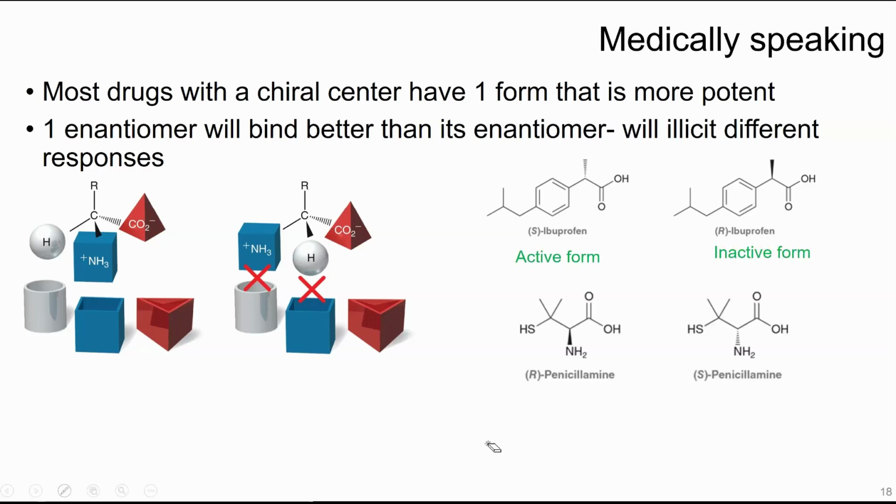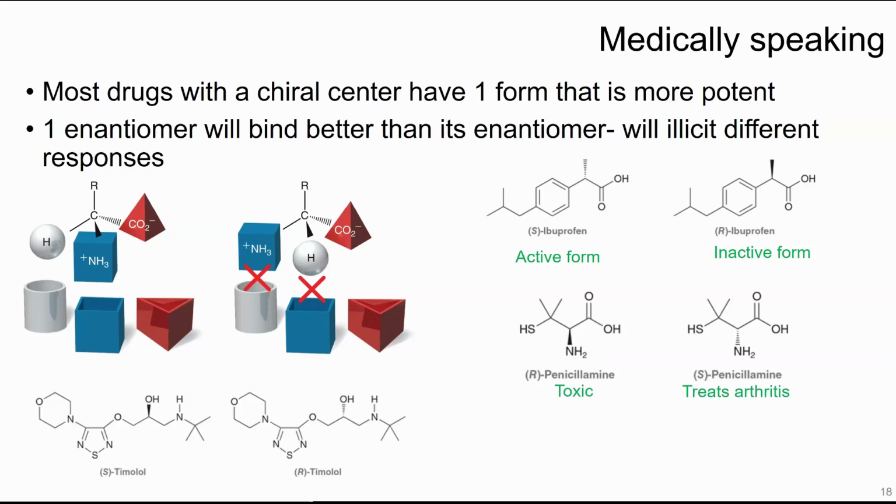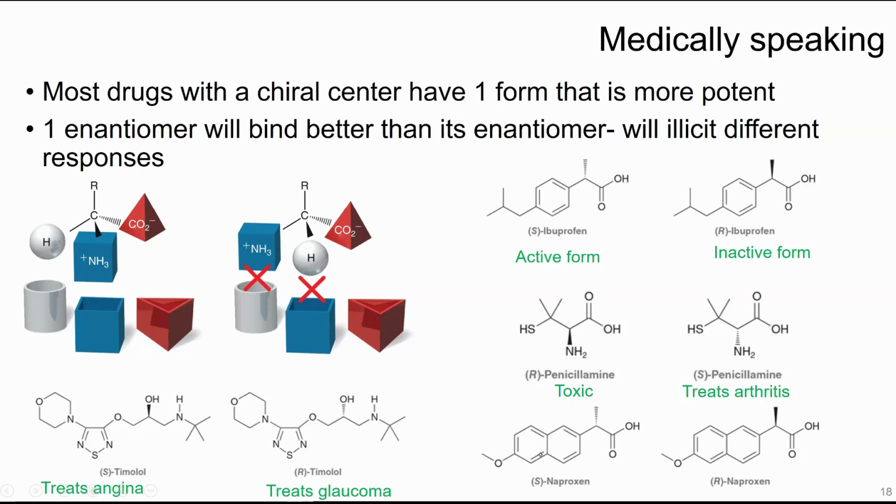Okay, so we have R-penicillamine and S-penicillamine. One is toxic, the other treats arthritis. We have S-timolol, that treats angina. The other one treats glaucoma. And then naproxen is an anti-inflammatory in the S form, and it is toxic in the R form. So if it's the wrong enantiomer, it can't bind to the pocket properly. We can see the wrong enantiomer here. Those things do not fit where they're supposed to.